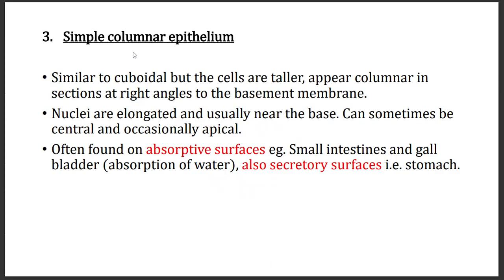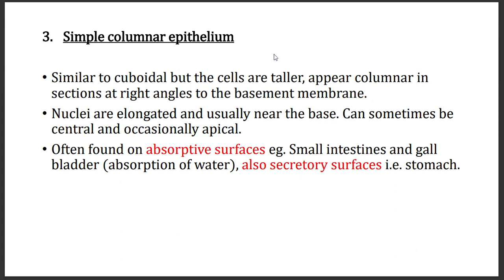We also have simple columnar. The simple columnar is one layer, but it is longer going up. This one is going to be much thicker than the simple cuboidal and the simple squamous. What are the functions of the simple columnar? It is also for absorptive surfaces, like in the small intestines and in the gallbladder, where you absorb water. Also for secretory surfaces like in the stomach, where you need to secrete different things, right?